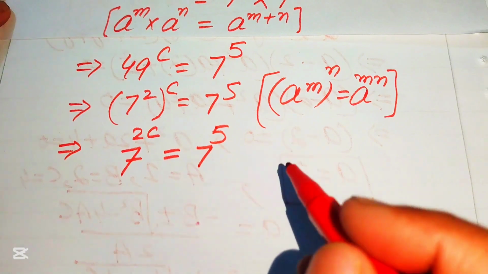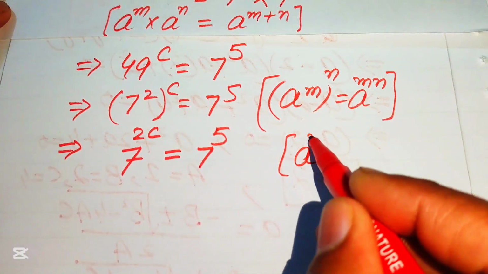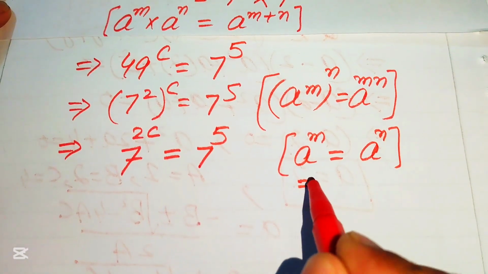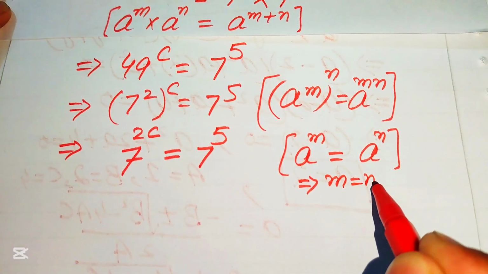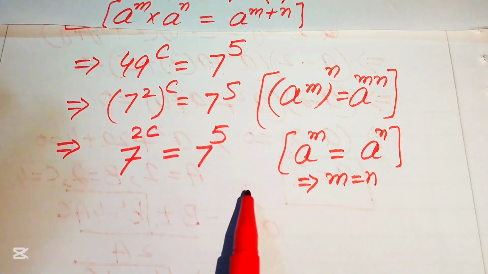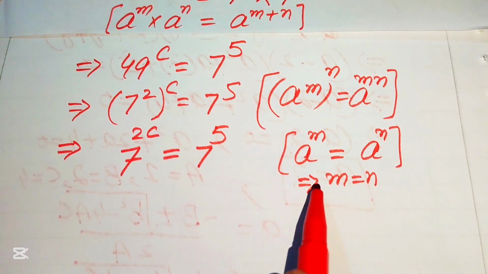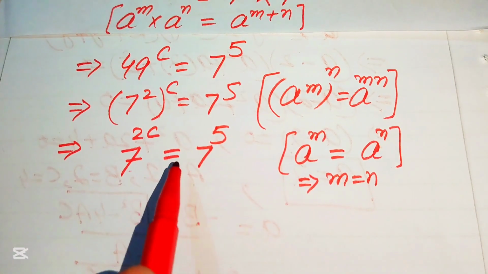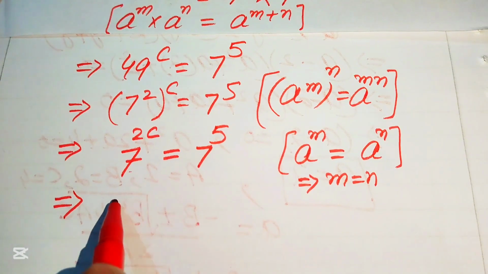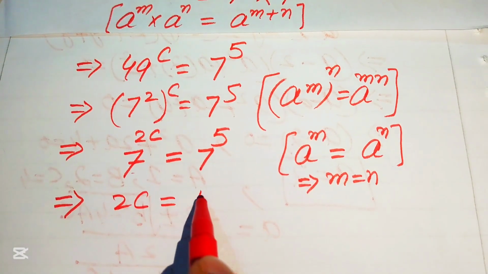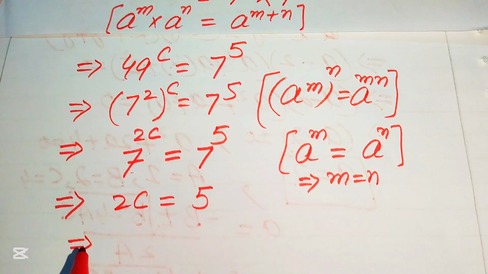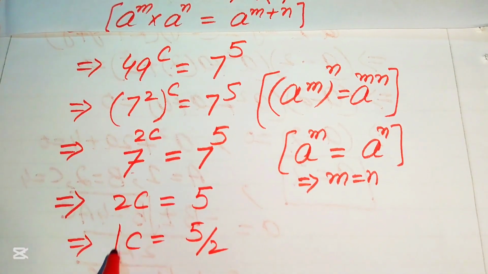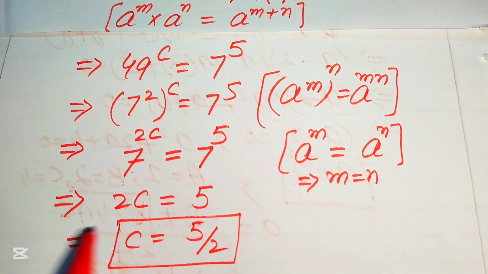So after this step, here we need another exponent law. You know that if we have a to the power of m equals a to the power of n, this implies that m equals n. So according to this rule, if you have two numbers that are equal and their bases are the same, we equate their exponents. So here you see that these two bases are the same, so we equate the exponents and we write 2c equals 5. So finally we have the value of c equals 5 divided by 2. This is our final answer for c.